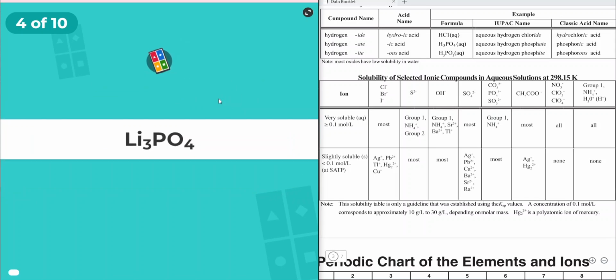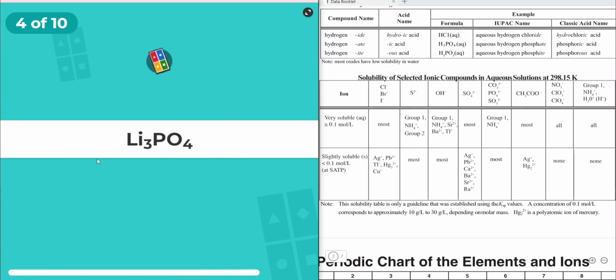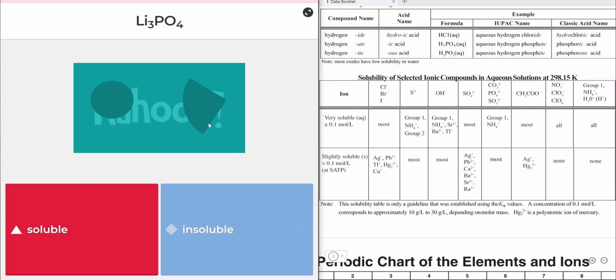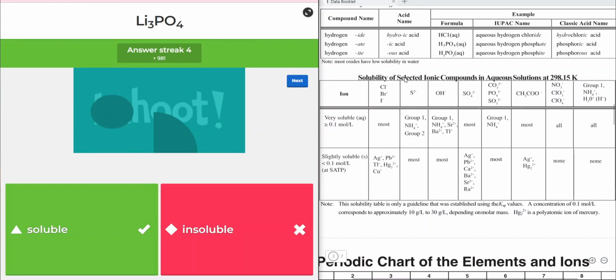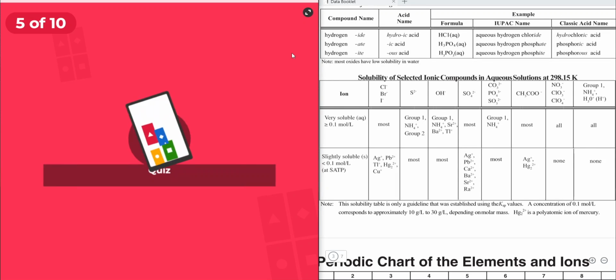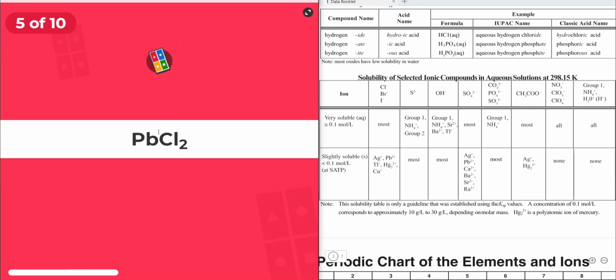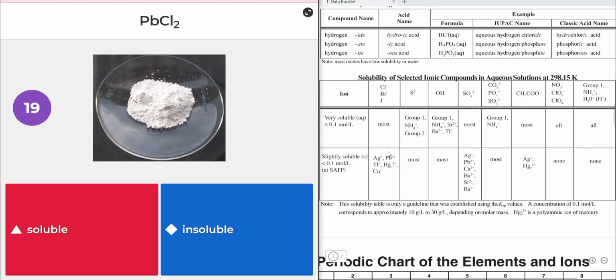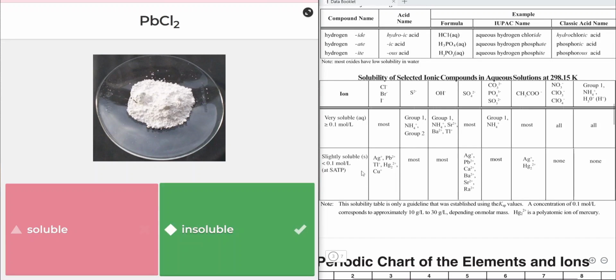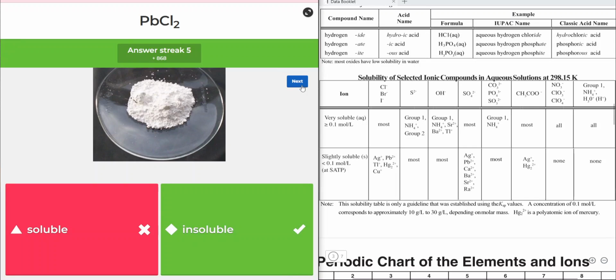Let's go forward. Lithium, group 1, it's very soluble. Let's click on that again. Now we can look at PO4 as well. This is really easy because we're seeing a lot of group 1, and lithium is in there. Okay, this one has lead and chlorine. Chlorine is here. Lead is slightly soluble, so we would say not soluble or insoluble. And we'd say this one right here.